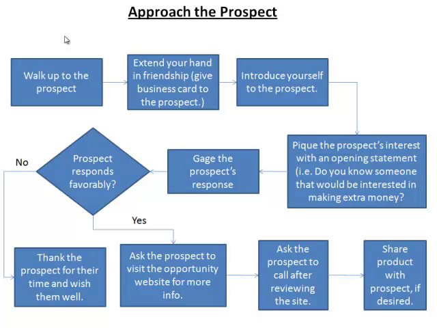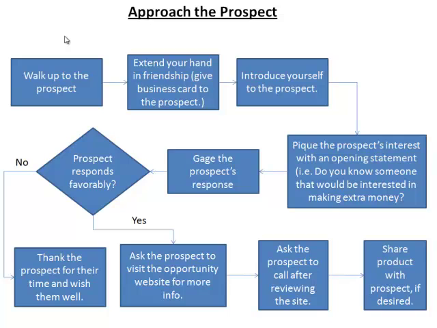So let's take a look at the micro steps, or the smaller steps associated with this high-level process step of approach the prospect. Here are the steps. Walk up to the prospect, extend your hand in friendship and give your business card to the prospect. Introduce yourself to the prospect. Raise the prospect's interest level with an opening statement, and that statement might be something along the lines of, do you know someone that would be interested in making extra money, etc.